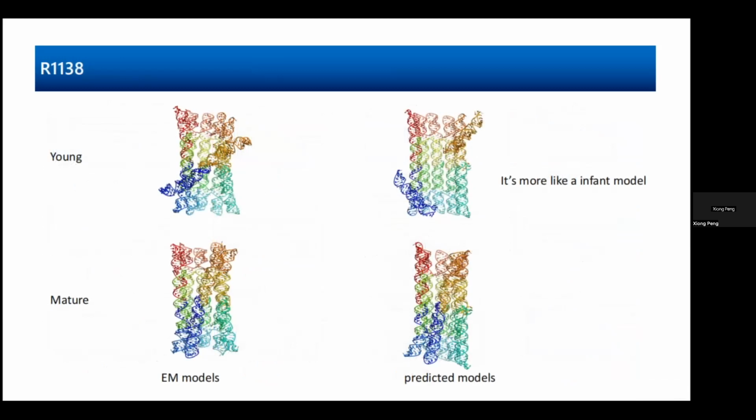So here I show some cases. First, this is a very interesting target, the 1138. The EM model has two conformations, one young conformation and one mature conformation. We have a good model for the mature conformation. So it's very, very consistent. Of course, we first model the three pillars and then assemble them together and do a refinement. But the young conformation, we didn't make it correct. Our predicted model is more like an early stage of this RNA folding.